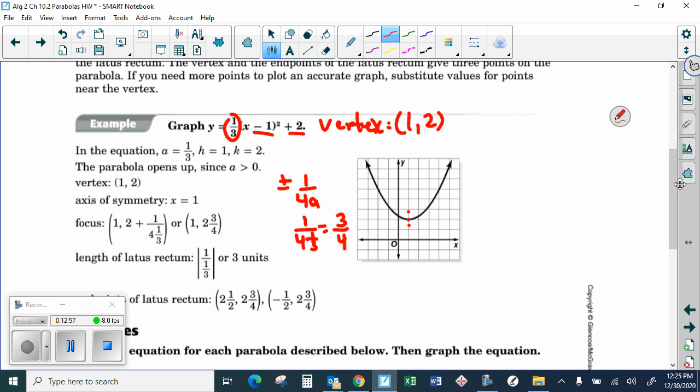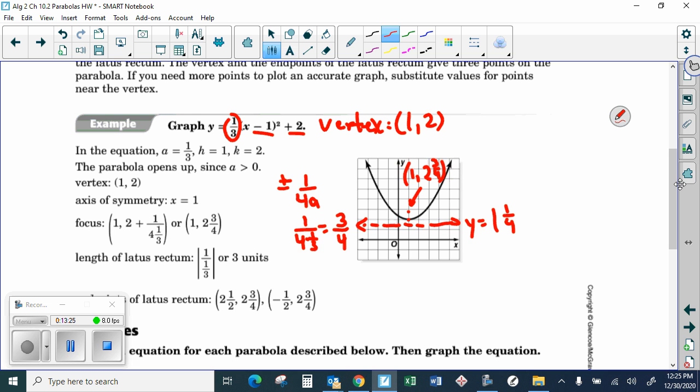So that point for the focus is (1, 2 3/4), because I added 3/4 to 2. 2 plus 3/4 is 2 3/4. Then I subtract 3/4 from 2. Remember the directrix is a line. y equals, what is 2 minus 3/4? 1 and 1/4.